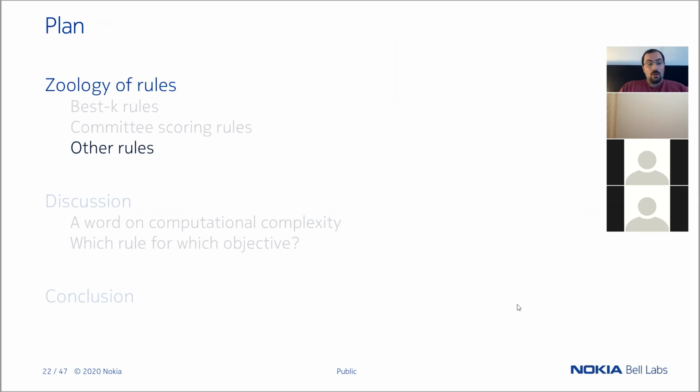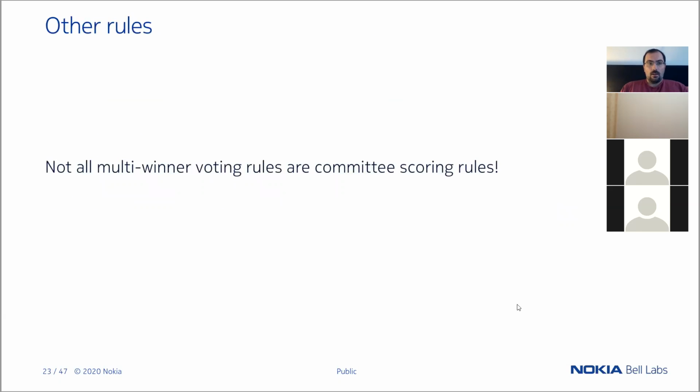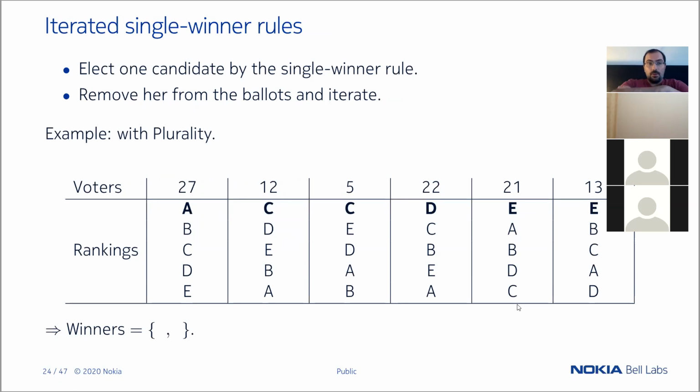Finally, we have also other rules that don't fit into the category of committee voting rules. We have first the iterated single winner rules. So the principle is the following. You elect one candidate by your favorite single winner voting rules. Okay, so choose the one you like. And then you remove these candidates from the ballots and you iterate the process to have other winning candidates.